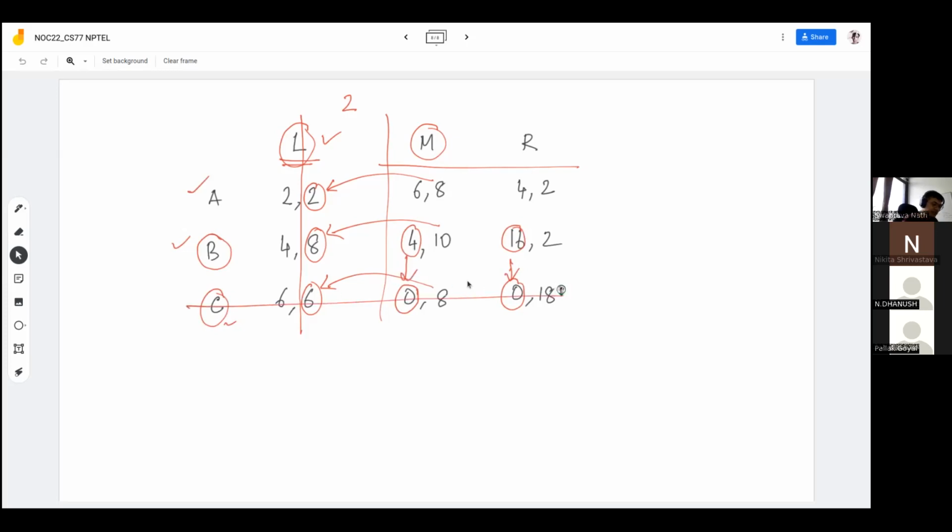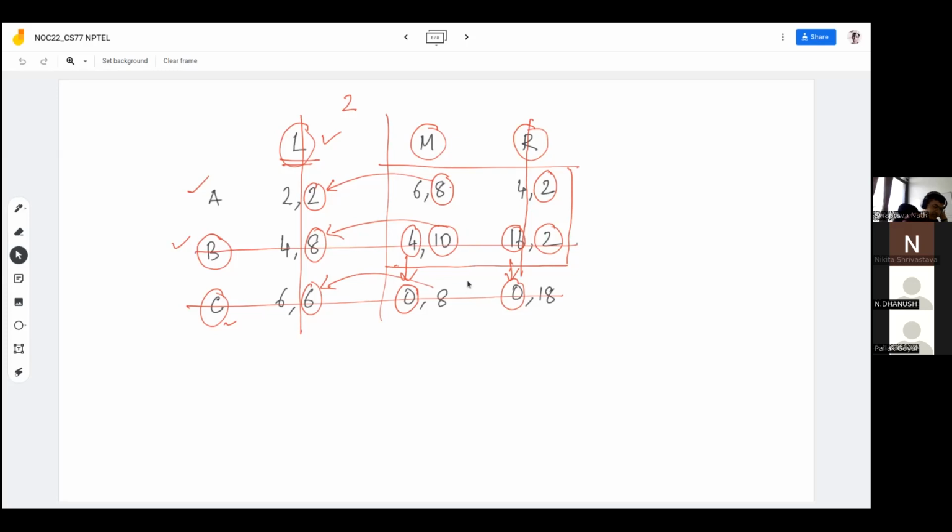Now we'll have to focus on the remaining part of this game, where we can clearly see that R is strictly dominated by M, because now in this game you have 10, which is larger than 2, and 8, which is larger than 2, for player 2. So player 2 will also eliminate R. This is the reduced game. Whenever you are eliminating, you are also reducing the game. That's the idea.